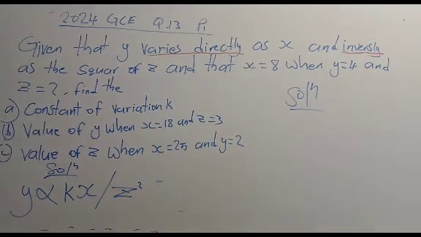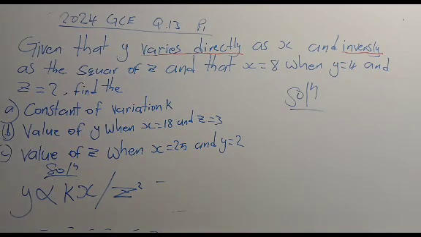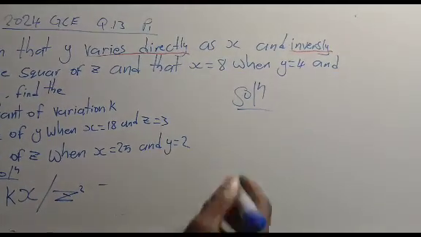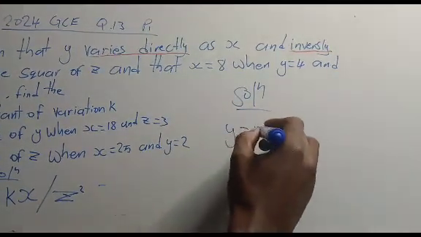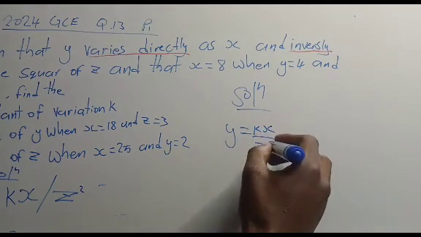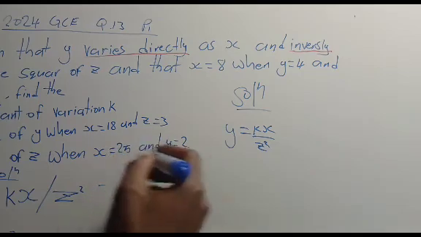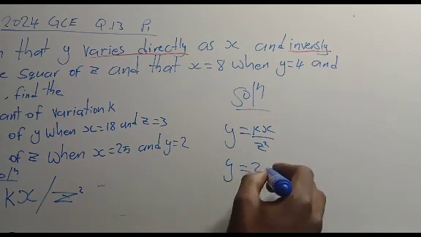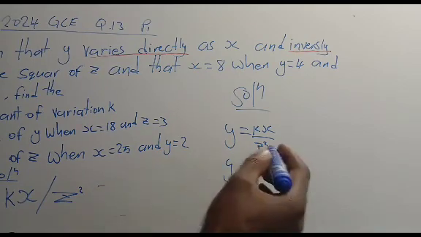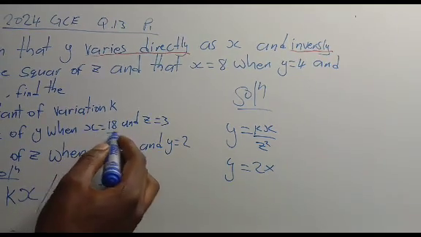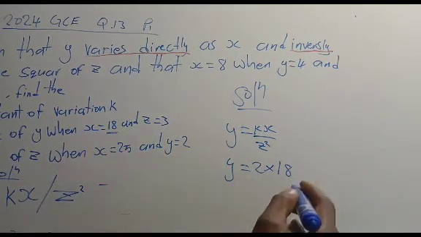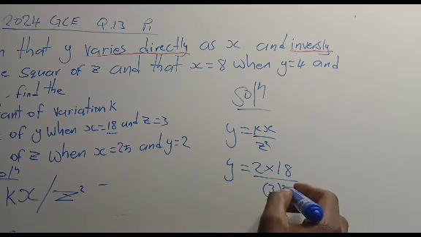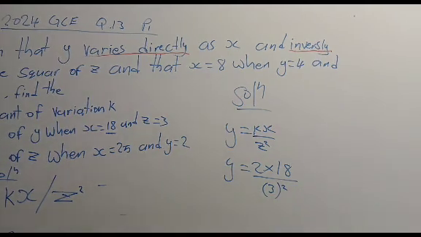So the next question, they are saying find the value of y when x is 18 and z is 3. To find this one, remember our formula is y is equal to kx over z squared. So they are saying we should find the value of y when k is 2, times x, they are saying x is 18, over z, which is 3, so 3 squared.